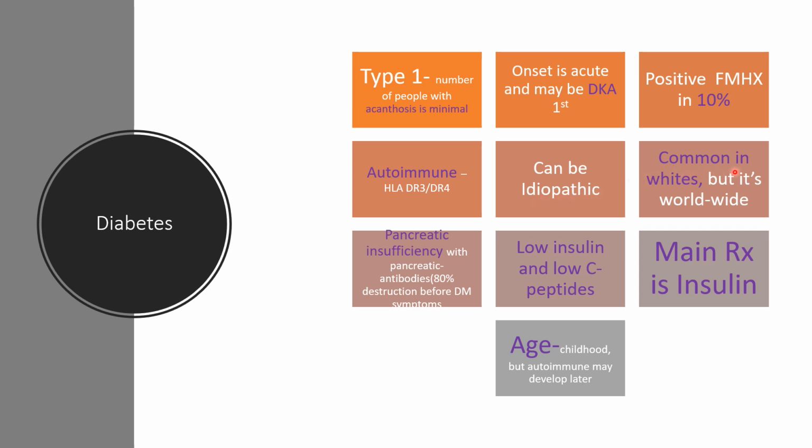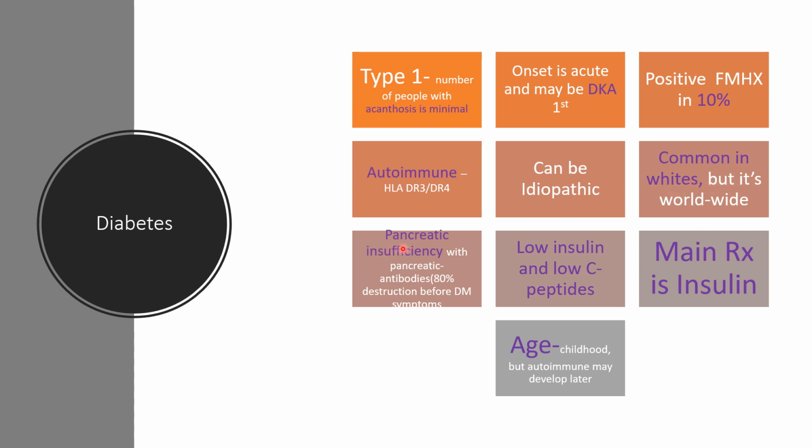This is common when we're considering all races in the world. It's common in whites than the rest. I will tell you where whites will have less problem in a bit. But when it comes to type 1, and you want to compare Asians, blacks, Hispanics, whites, you'll find type 1 more in whites than the rest. But we should tell ourselves the truth, it is worldwide. So it is found in blacks, found in Asians, found in whites, found in Hispanics, Latinos, found everywhere, but more in whites. That is type 1.